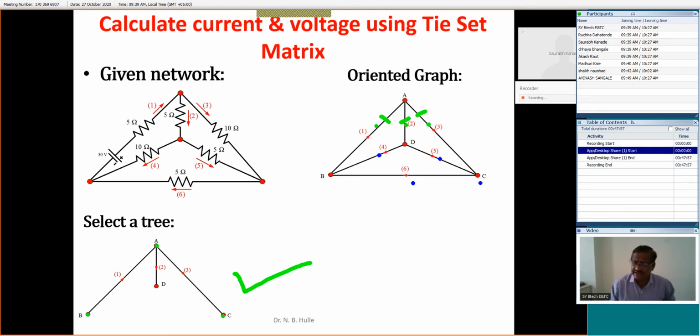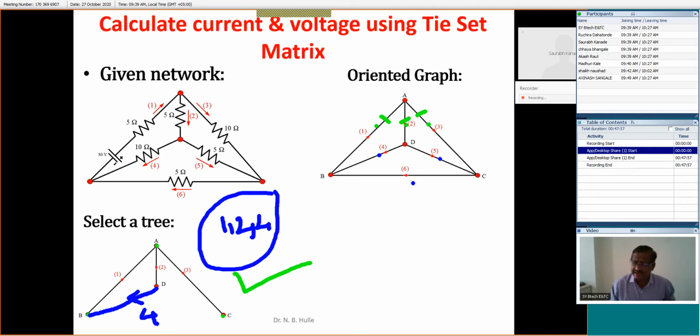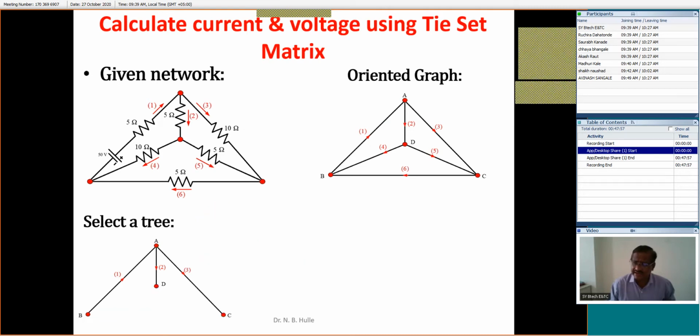Put 1 co-tree branch at a time and form a loop, and that loop is nothing but the tie set. If I am putting the branch number 4 here, now in this case, this is branch number 1, branch number 2, and this branch, which is branch number 4, that is nothing but 1, 2, 4. Means branch number 1, 2, 4 will form a set, and this set is nothing but the tie set number 1. Is it right?